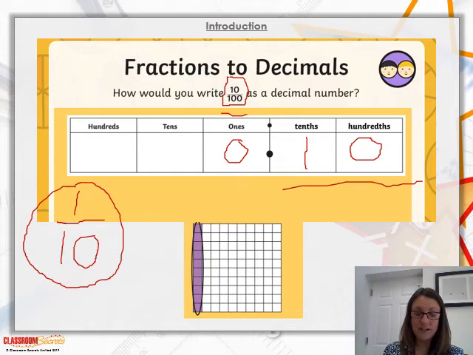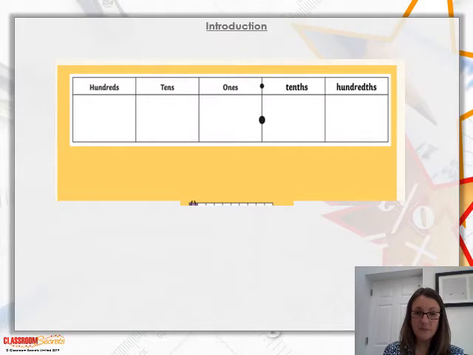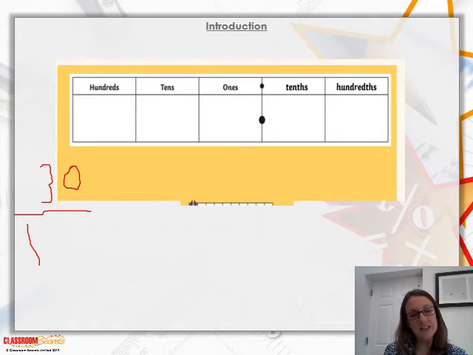Okay, let's look at another. How would you write 30 over 100 as a decimal? Thinking what 10 over 100 looked like, I want you to have a think about this, and it will be equivalent to something. So pause the video and have a go.